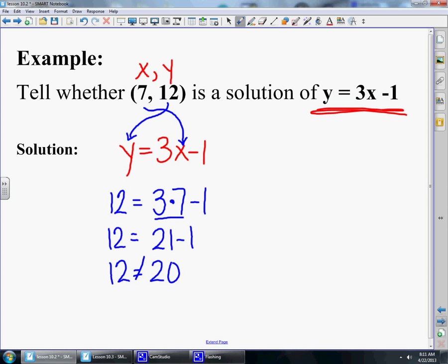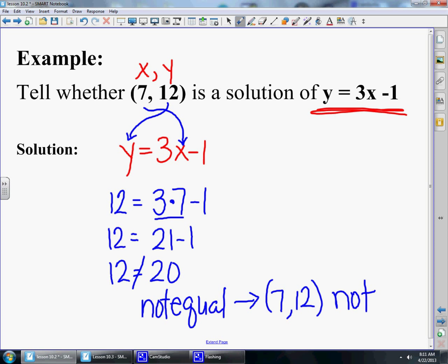Now, this is not equal. Since it is not equal, oops, I forgot the T, not equal, it means that (7, 12) is not a solution for that equation. If the numbers ended up equal to each other right here in this step, then yes, that ordered pair would be a solution.